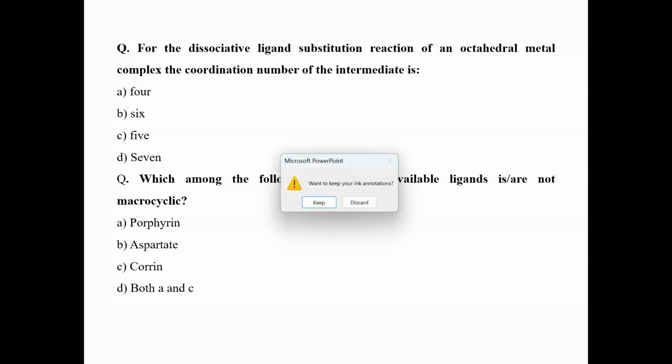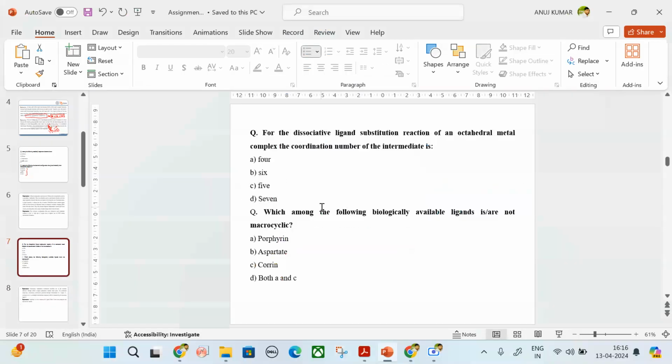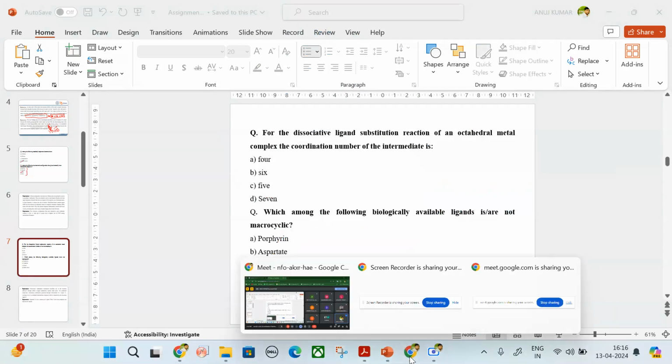So just tell me, if any octahedral complex is undergoing the dissociative reaction, what will be the coordination number of the intermediate?